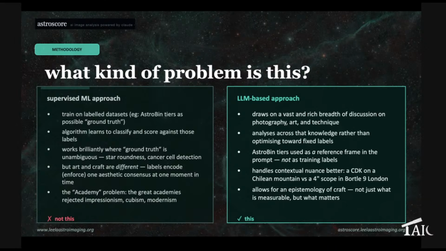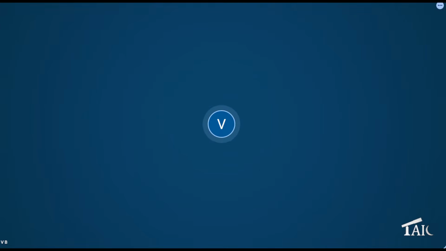I also wanted to try and build a tool that could handle what I think of as contextual nuance a lot better, right? There's just a difference in what you can do from a borderline backyard versus if you have an amazing telescope halfway up a mountain.